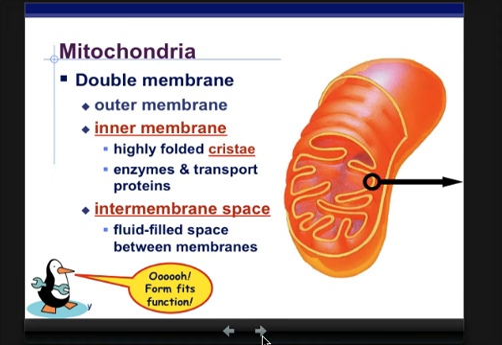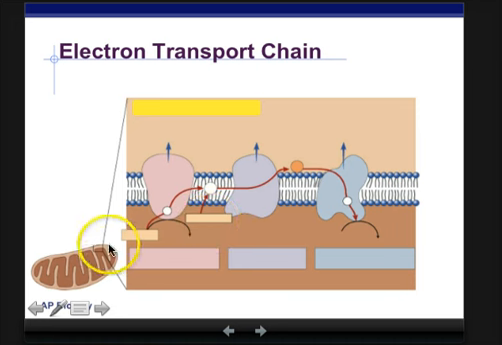Okay, so the inner membrane is where the electron transport chain takes place. This arrow is showing you that if we enlarge this inner membrane, this is where the electron transport chain is. And you can see it looks kind of like other membranes we've talked about. It's a phospholipid bilayer with embedded proteins, integral proteins.